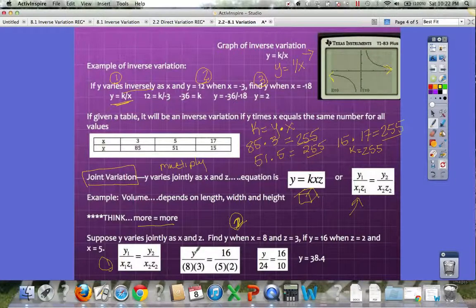Alright, so we're going to plug in what we've got. Y, we're looking for. X is 8 and z is 3. That goes beneath it. It says y is 16, this is part 3, when z is 2 and x is 5. So you would plug those in, and then you would set them up and find y to be divided by 24. Does that equal 16 divided by 10? Well, then you have a proportion where you cross multiply. So you're going to have 10y is equal to, let's see what 16 times 24.